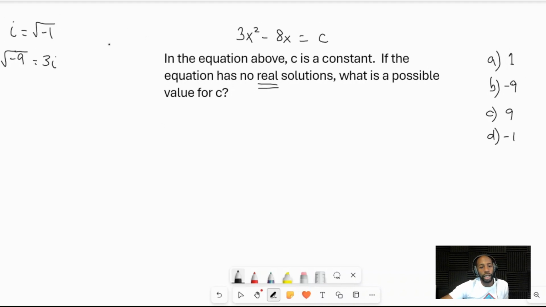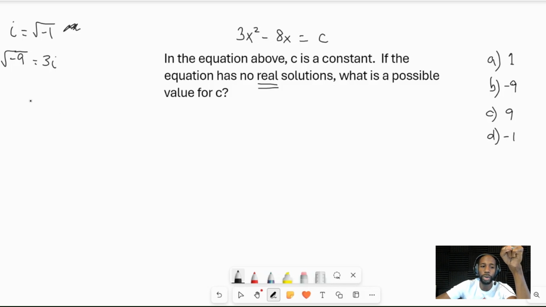But anyhow, this is the main thing to remember. Real numbers are the opposite of imaginary. Real numbers have no imaginary part, so it's everything else but imaginary: integers, irrational numbers, rational numbers, natural numbers, and so on. So if this equation has no real solutions, then what's the possible value for c?